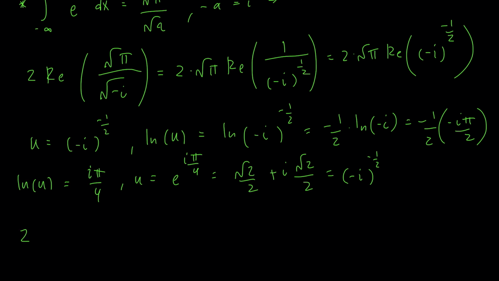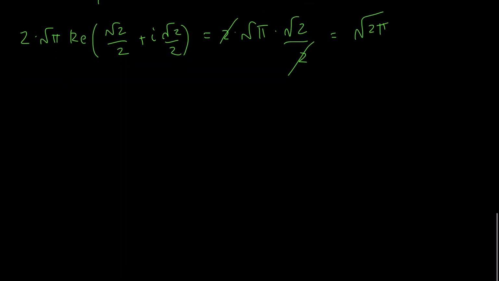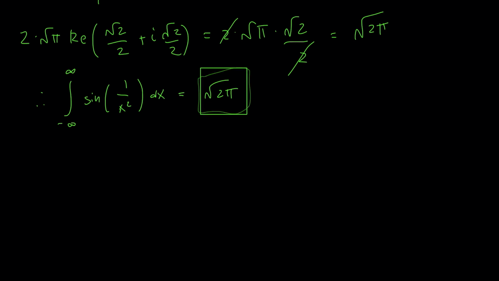So we're left with 2 times the square root of pi, the real part of the square root of 2 over 2 plus i times the square root of 2 over 2. So we have 2 times the square root of pi. The real part of this complex number is the square root of 2 over 2. But as you can see, the 2's divide to 1, and we're left with the square root of 2 pi. So now we can say that, therefore, the integral from minus infinity to infinity of the sine of 1 over x squared dx equals the square root of 2 pi. And so this is the final result to the integral. Thank you very much for watching.